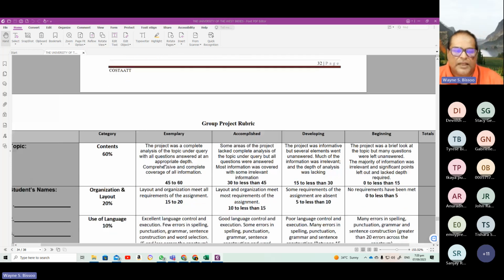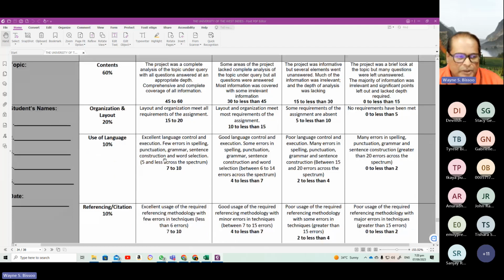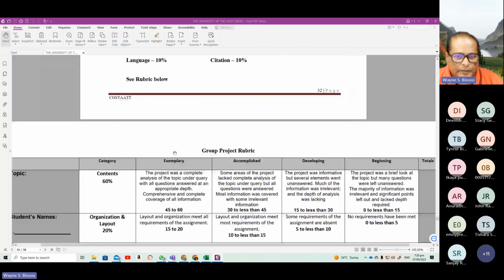Now from that, so that's that. This is kind of the layout here now of how the written project is going to be marked. This is the rubric for it. All right.